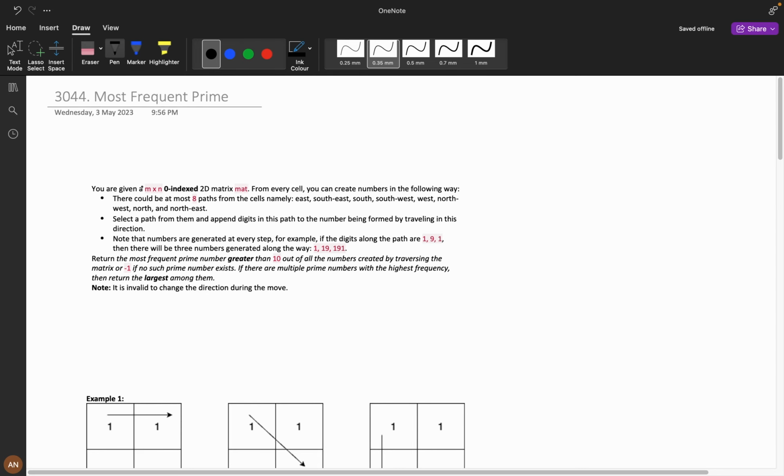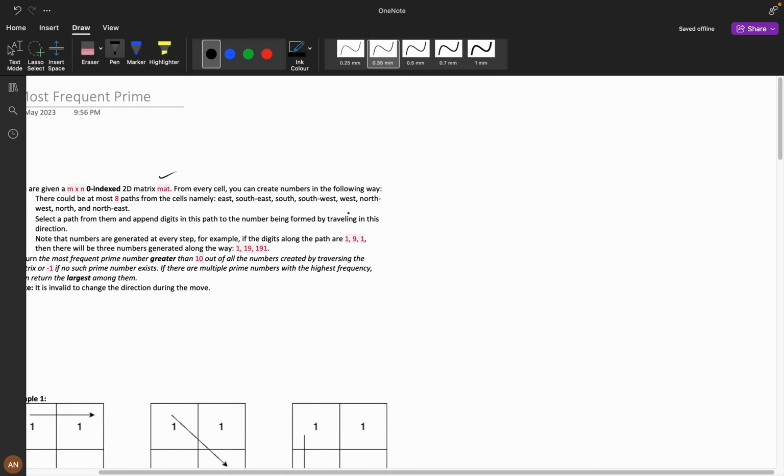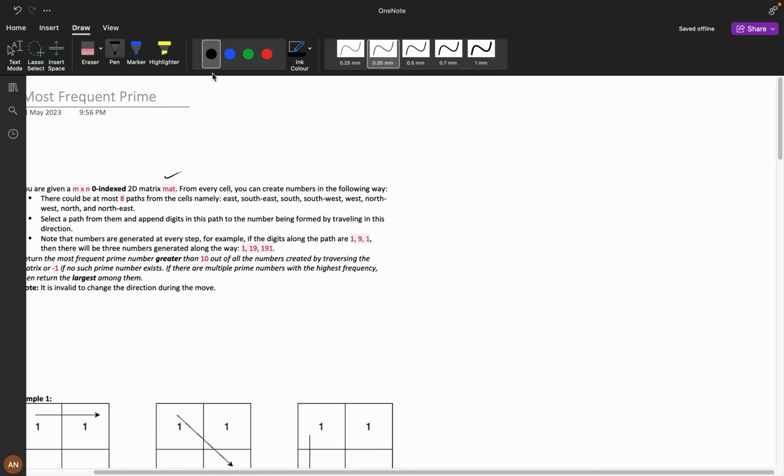Now let's understand. You are given an m cross n 0-indexed 2D matrix mat. From every cell you can create numbers in the following way. It is saying that there can be 8 paths from a cell. That means when you are at location x comma y, you can go here, or here, this position, and this. You can calculate what each of these is from x comma y.